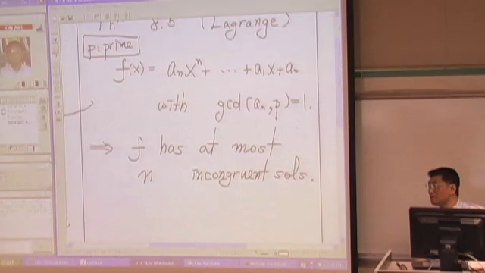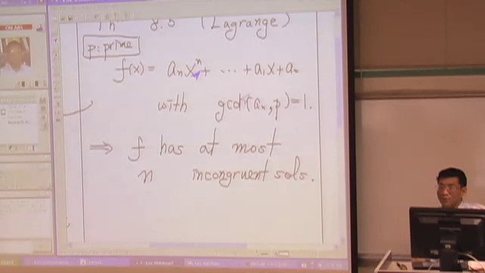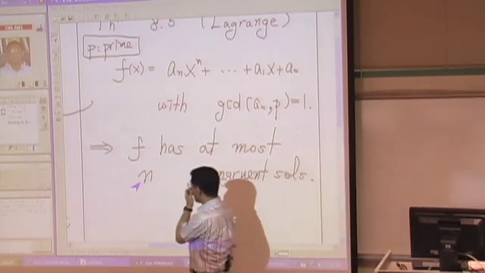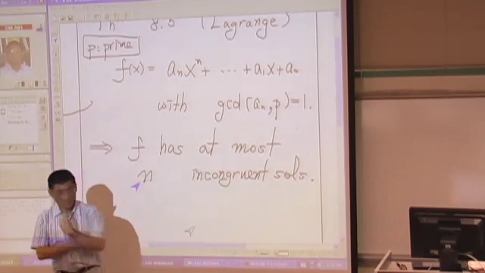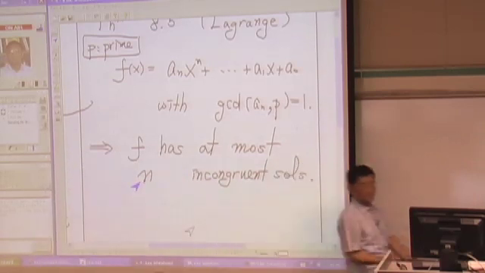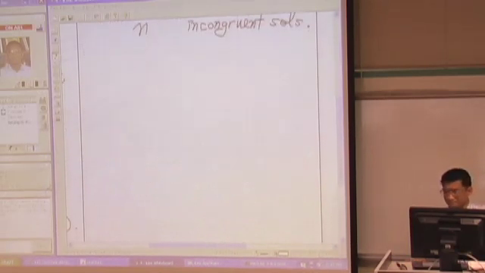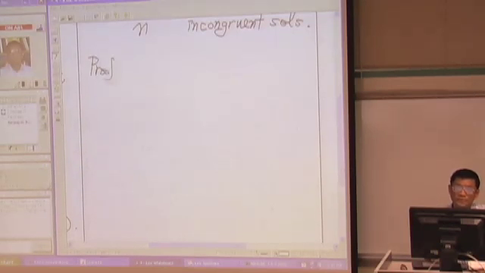Do you understand the statement? In short, an nth order equation has at most n solutions, right? Second order equations have at most 2 solutions. Third order, 3. 10th order, 10. A trillionth order equation has at most a trillion incongruent solutions. Then let's do it by induction. Proof by induction.